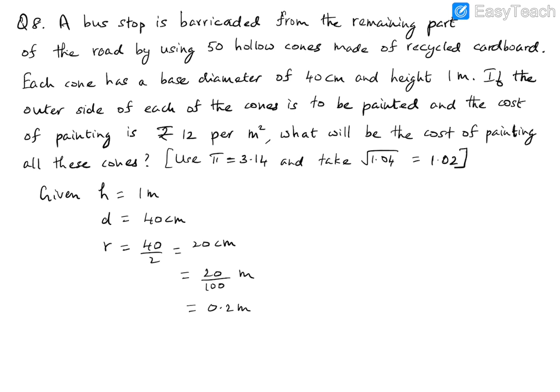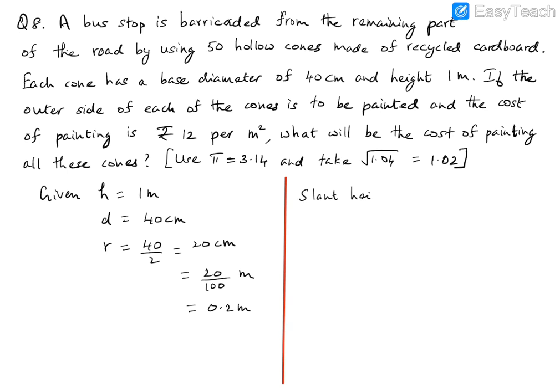So we have the height of the cone as well as the radius of the cone in the same units, which is meters now. And since we are interested in finding the curved surface area, because that is the area that is going to be painted on each of the cones, for the curved surface area we need to find the slant height. So to find the slant height, we use the Pythagoras theorem again.